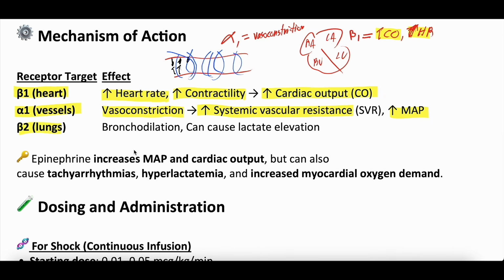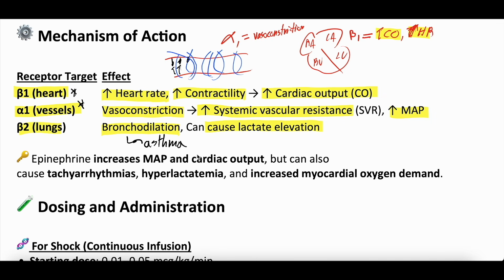Epinephrine also has this beta-2 effect on the lungs. We're not going to spend much time on it, but it can cause some bronchodilation. This is why you can use epinephrine to treat refractory bronchospasm and asthma. And epinephrine can cause a lactate elevation. So when a patient is getting epinephrine, it most likely will cause a lactate elevation. Now, if you have someone on epinephrine and their lactate is going up, you shouldn't just bank on it being because of the epinephrine. You should make sure the lactate isn't increasing for other reasons, but epinephrine does and will cause some degree of lactate elevation. But primarily beta-1 effects and alpha-1 effects.